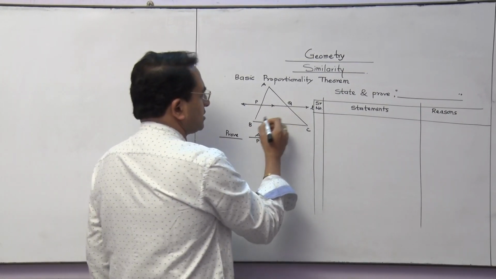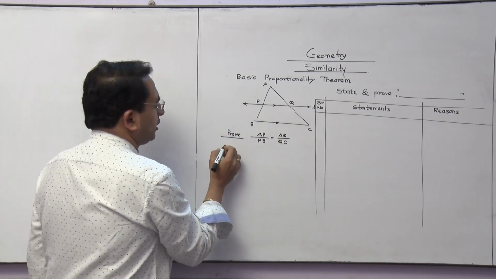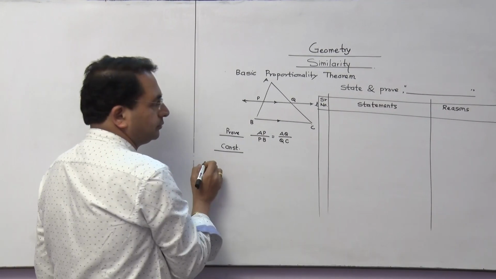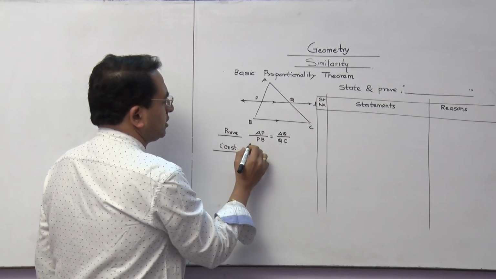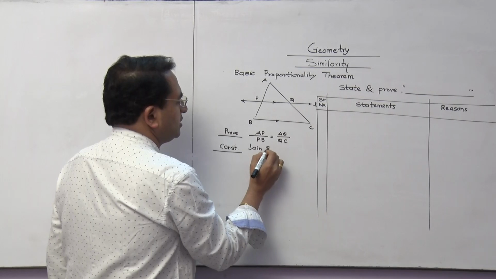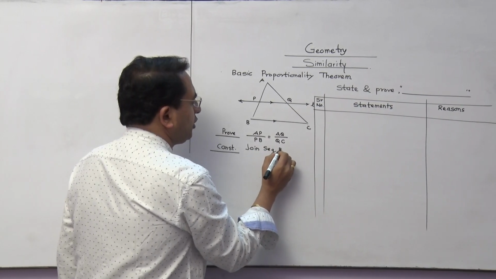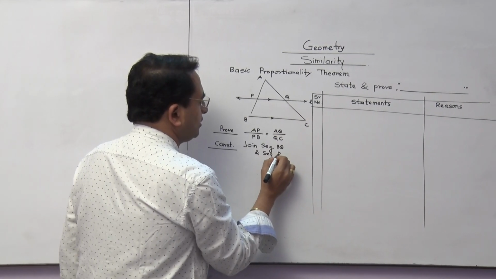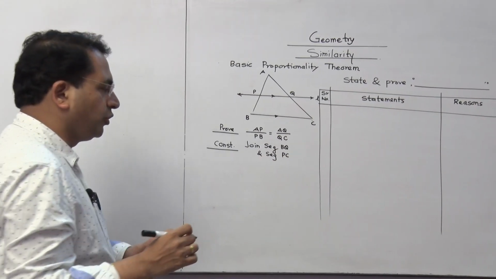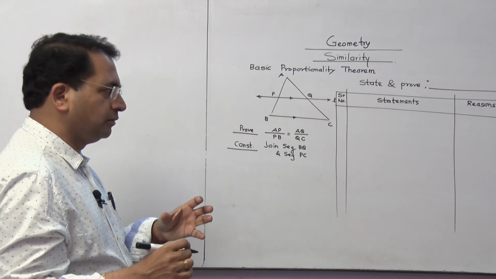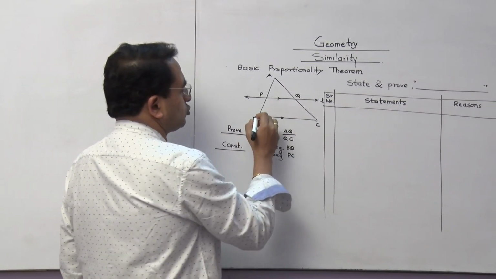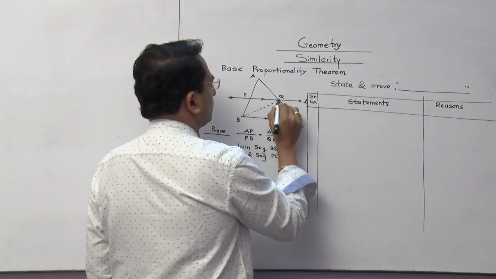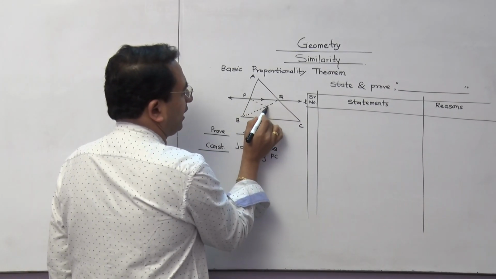If you see the textbook theorem, there is a need to do some construction. The construction is: join segment PQ and segment PC. Whenever you have a construction part, the construction has to be dotted. So we are going to do this. It is a dotted line that we draw.